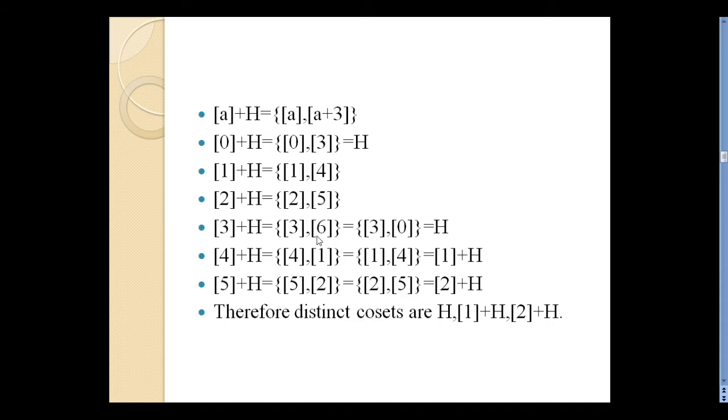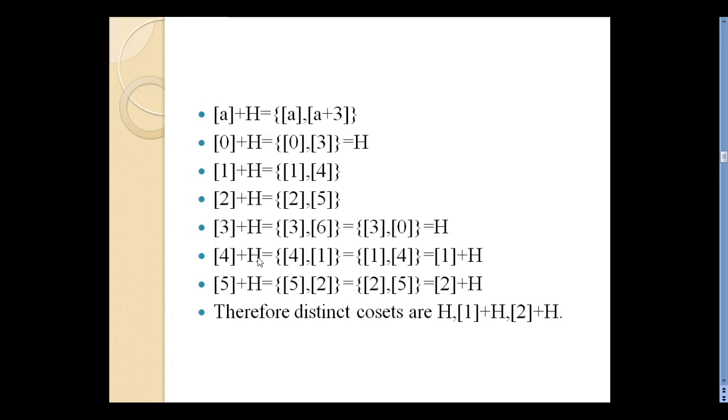It is given under addition modulo 6. So what happens when you get 6? You have to write 0. So 3, 0 is nothing but 0, 3. Both are the same, so here also we will write H. So we got the repeated value after 3: 0 plus H, then in 3 plus H we get repeated H.